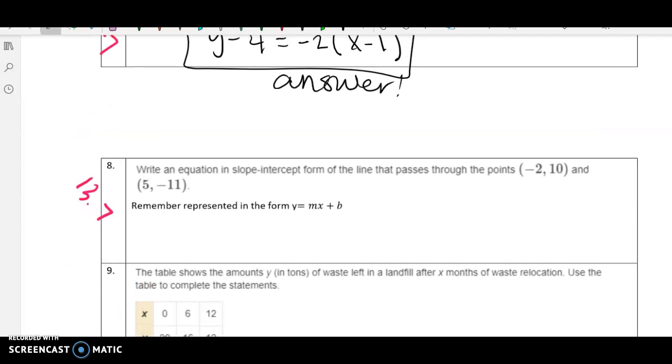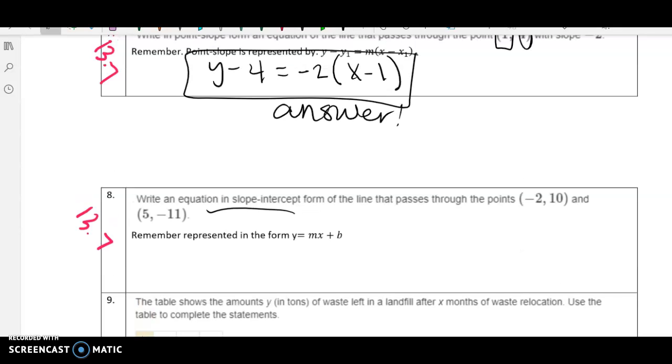All right, write an equation in slope-intercept form, but they don't give us the slope and intercept. So we need to use point slope. So first let's find our slope. So 10 minus negative 11 comes to plus over negative 2 minus 5. So we get 21 over negative 7 is our slope. 21 divided by negative 7 is just negative 3.